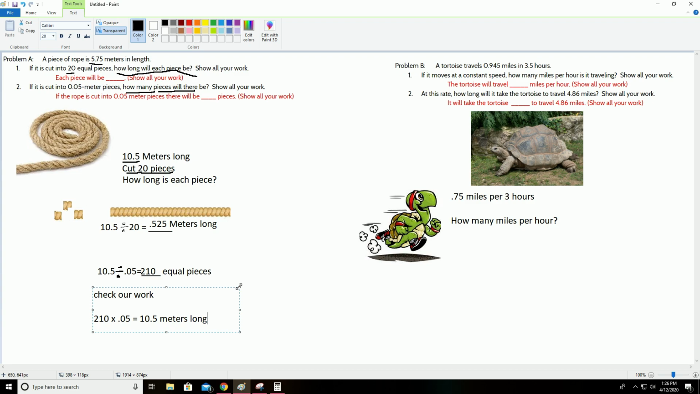Now, could you use addition here? You could add this up 210 times, but I don't want to do that. Multiplication's so much easier. It helps us get to where we need to much quicker.